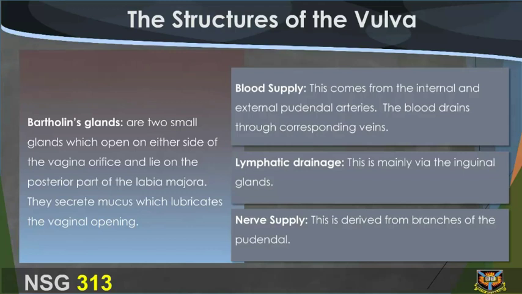Blood supply. This comes from the internal and external pudendal arteries. The blood drains through corresponding veins. Lymphatic drainage. This is mainly via the inguinal glands. Nerve supply. This is derived from branches of the pudendal nerve.